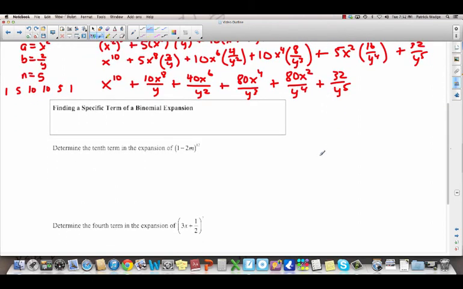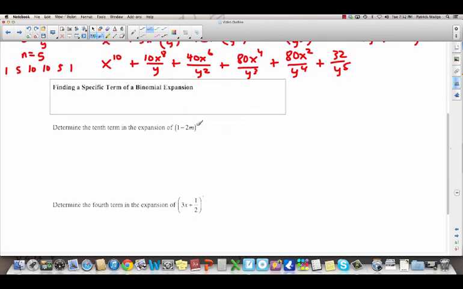Alright, what if you didn't want to know the whole thing? Like, what if it was something raised to the 12th power, like this question right here? I do not want to have to write out 13 terms. It's a lot of work. So what if I just want to know, like, the 10th term? Well, we've got a nice formula for that, and here's the formula.